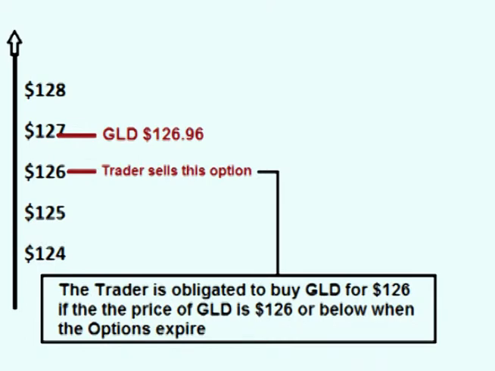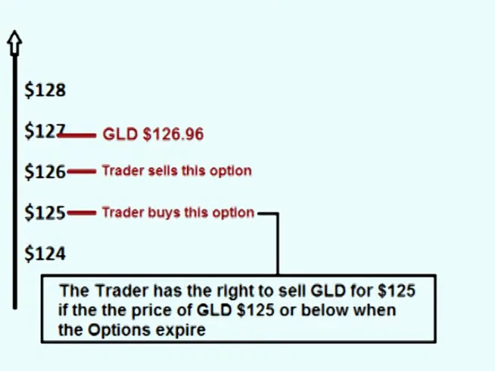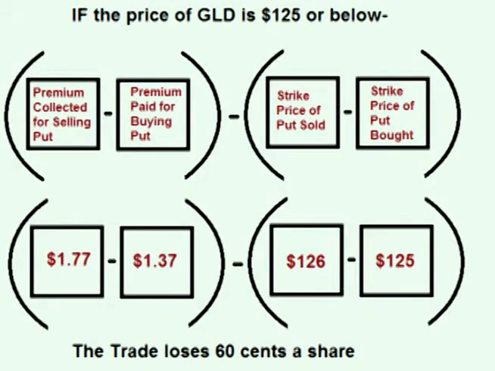The trader sold a put option with a strike price of $126. Therefore, the trader is obligated to buy GLD for $126 from the person that purchased the $126 put option if the price of GLD is $126 or below when the options expire. The trader also bought the right to resell GLD for $125 if the price of GLD is $125 or below. Therefore, if the price of GLD is $125 or below, the trader buys GLD for $126, sells it for $125, and loses $1 per share.